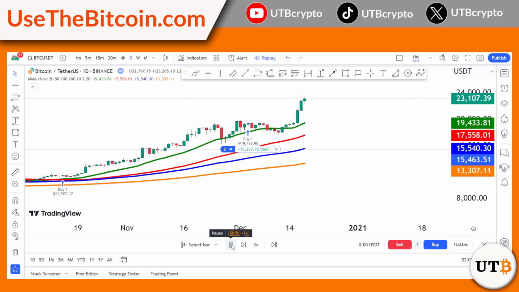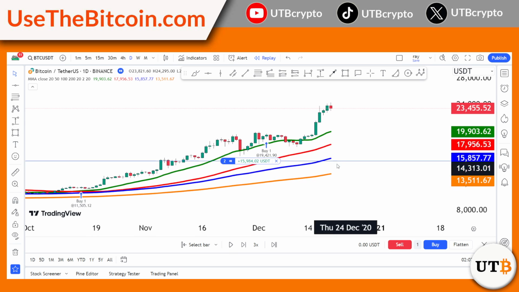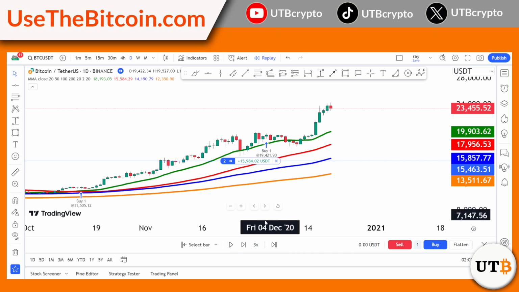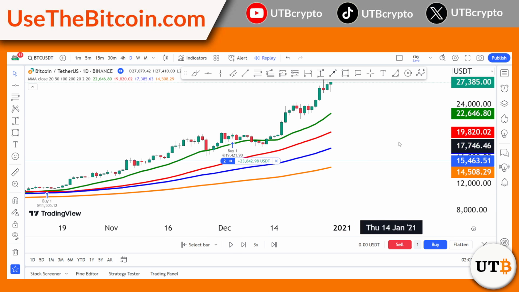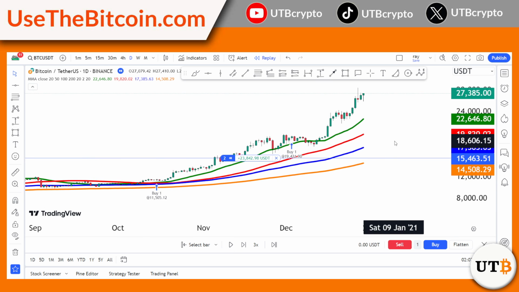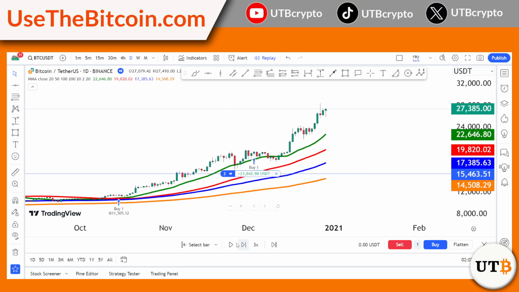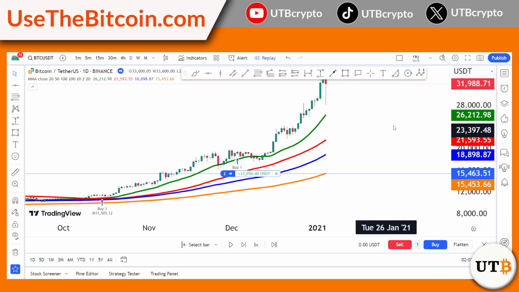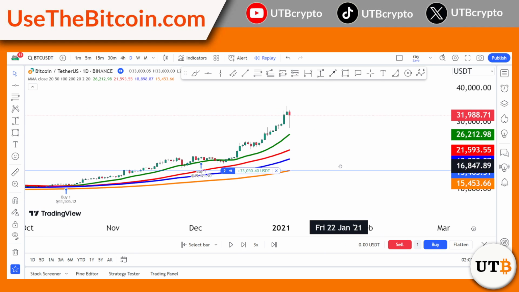All right, so as you can see, it is still going upwards. Why? Because the green line is supporting the prices here. Okay, let's continue. Okay, there we go. We are gaining a lot of money from this one now. Okay, let's continue. Wow. Okay, it's still going up.